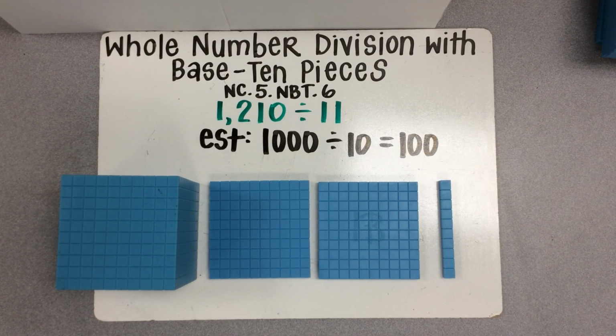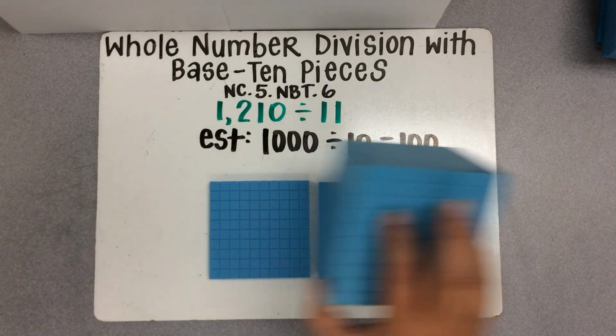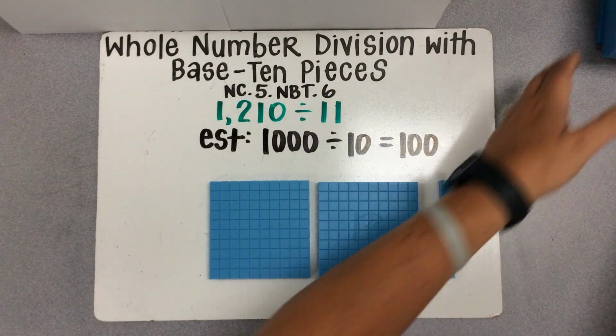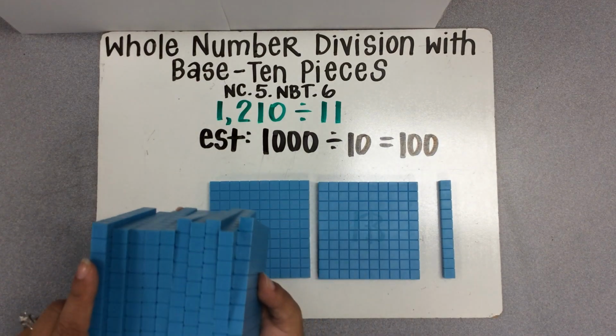What this expression is telling us is that we need to figure out how much of the 1,210 would be in 11 equal groups. Or we need to divide 1,210 into 11 equal groups. In order to do that, I can first notice that I have just 1,000 here, and I'm not going to be able to give 1,000 to each group. So what I would need to do is ungroup this 1,000 for 10 hundreds. So I'll go ahead and do that now. So I'm ungrouping the 1,000 for 10 hundreds.